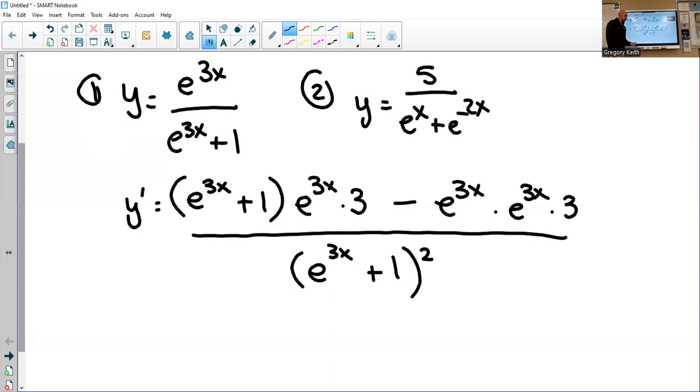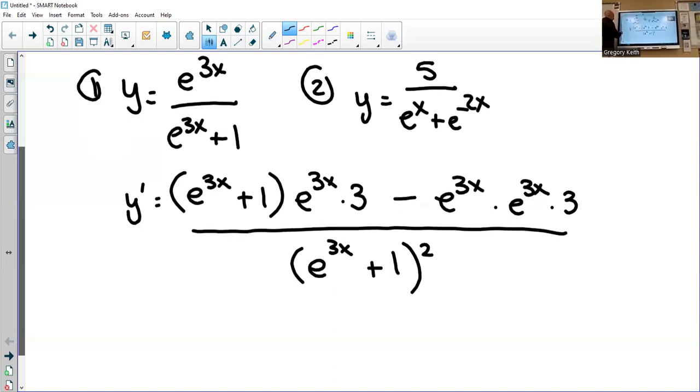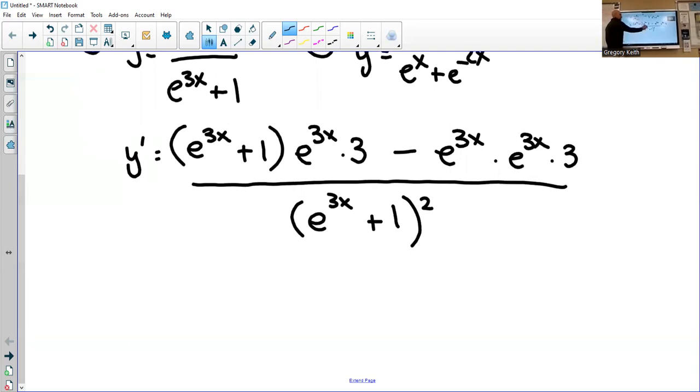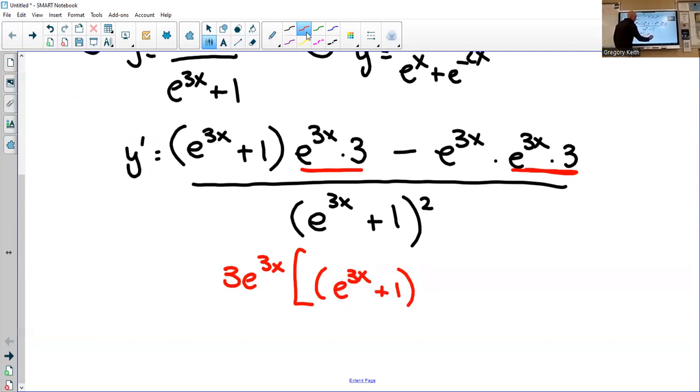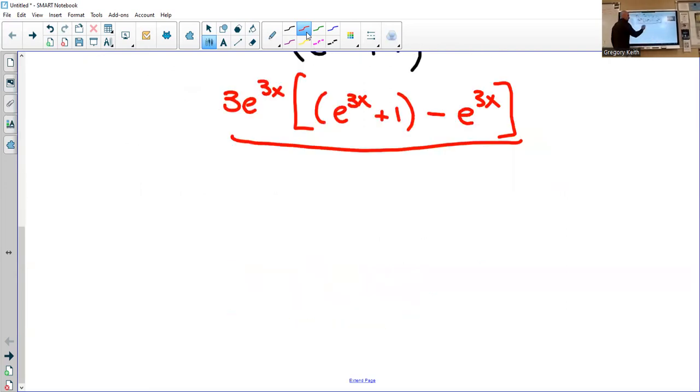Okay. Oh, that's gross. Let's see if we can do any simplifying here. All right. Well, notice that both of these have this 3e to the 3x. Let's pull that out. So if I pull that out, I get 3e to the 3x times this guy, e to the 3x plus 1 minus e to the 3x, still all over e to the 3x plus 1 squared.